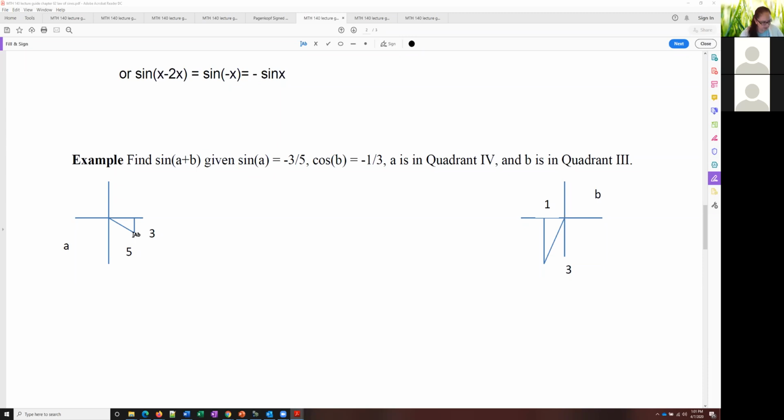Okay, so let's see. In order to do this, we're going to need to remember the formula to find the sine of A plus B. And the formula tells us that that'll be the sine of A times the cosine of B plus the cosine of A times the sine of angle B. And we know a couple of those.